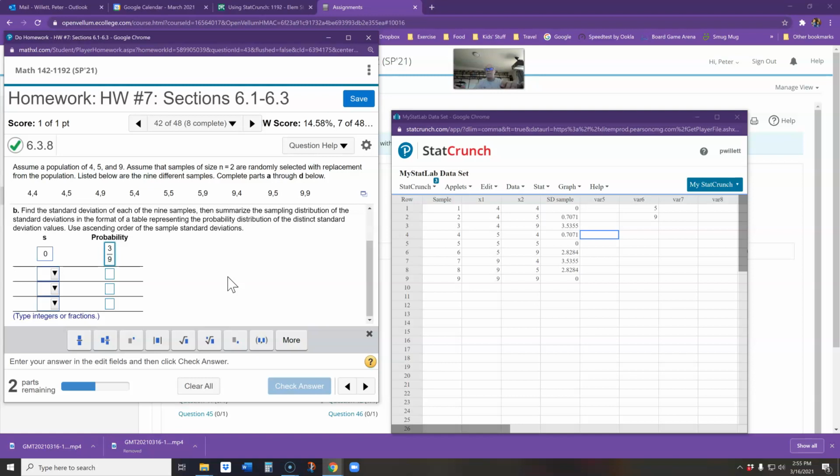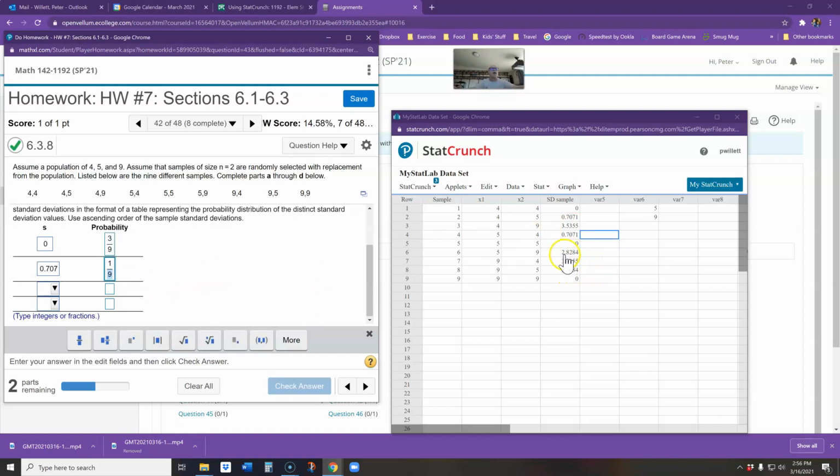All right, so what does this mean? This means that if I took a sample randomly from these 9, the probability that I would get a sample that has a standard deviation of 0 is 3 out of 9, because 3 of those samples have a standard deviation of 0. Then the next highest standard deviation is the 0.707. So I would go over here, and that's an option, 0.707. And how many of the samples had that? Only 1 of them. So that would be a probability of 1 out of 9.